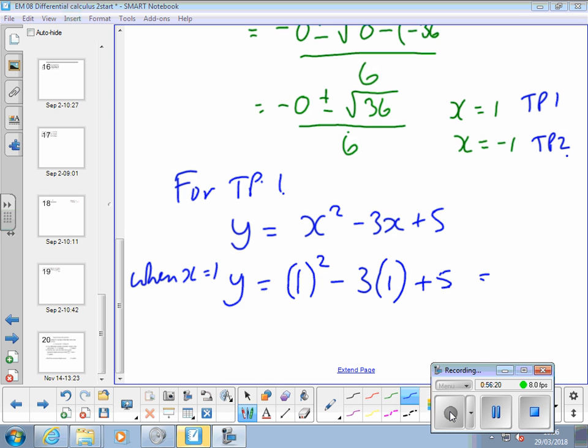No, the original function. Oh yes, sorry. Cubed minus 3x, so that's cubed. 1 cubed is 1. 3 minus 3 is minus 2 plus 5. Y must be equal to 3. Therefore, TP1 is at 1, 3 on that graph.